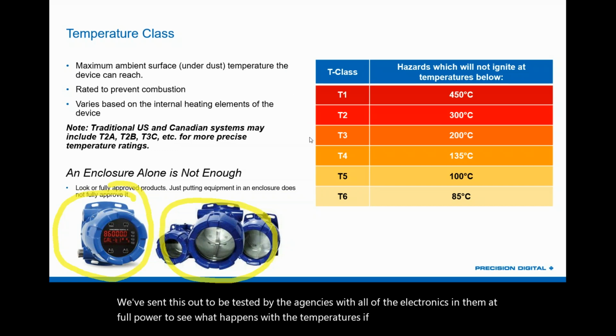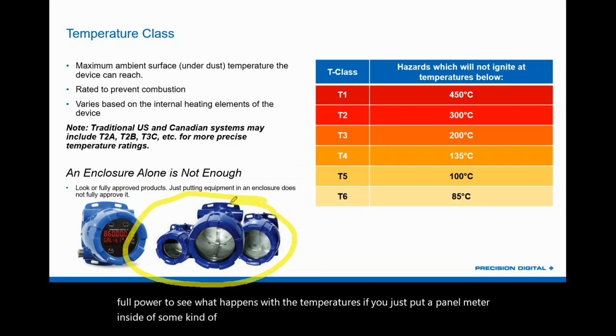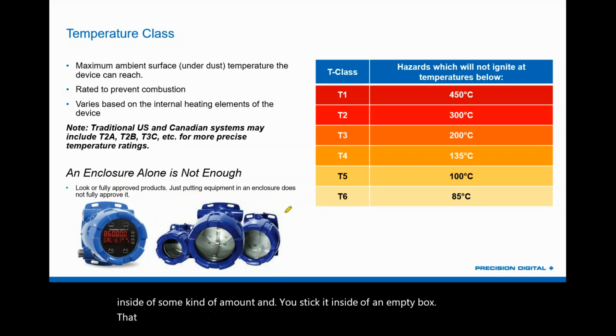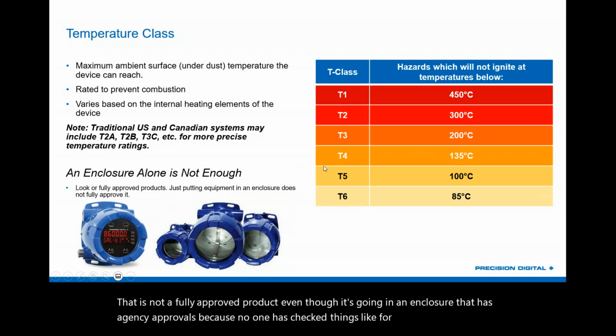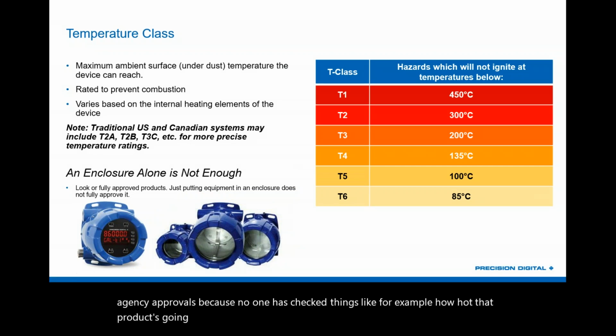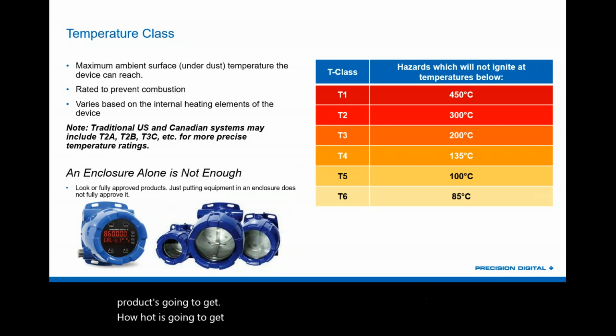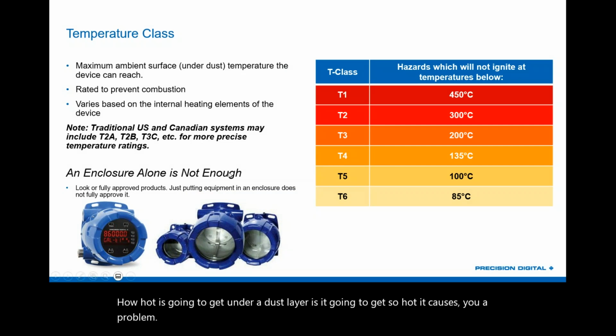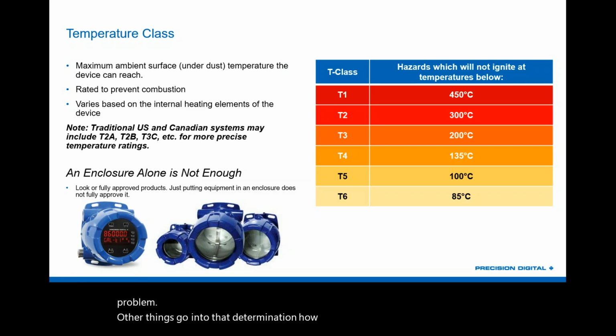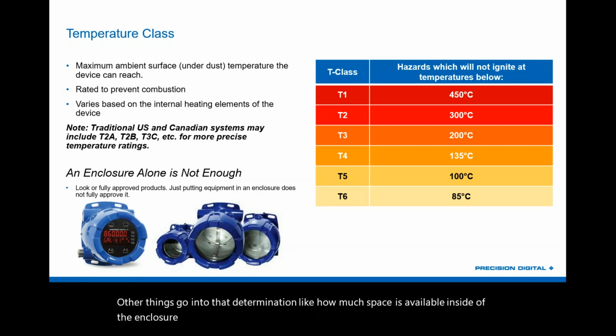If you just put a panel meter inside of some kind of a mount and you stick it inside of an empty box, that is not a fully approved product, even though it's going in an enclosure that has agency approvals, because no one has checked things like, for example, how hot that product's going to get, how hot it's going to get under a dust layer. Is it going to get so hot it causes you a problem? Other things go into that determination, like how much space is available inside of the enclosure for hazardous gases to build up.